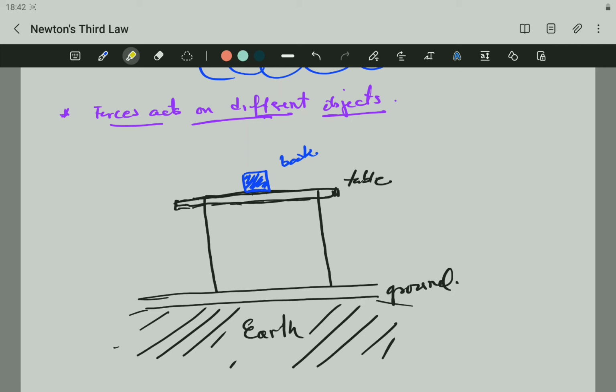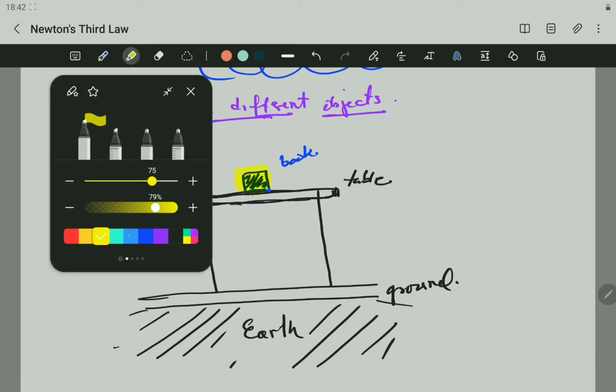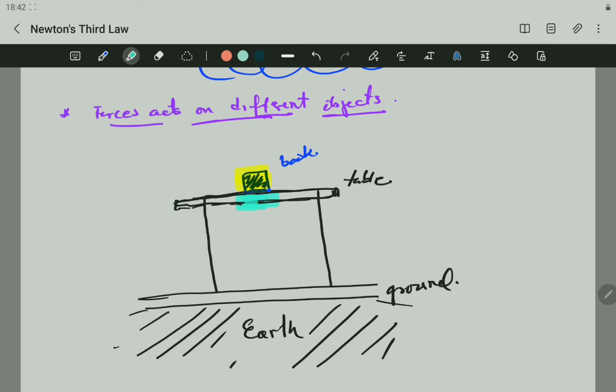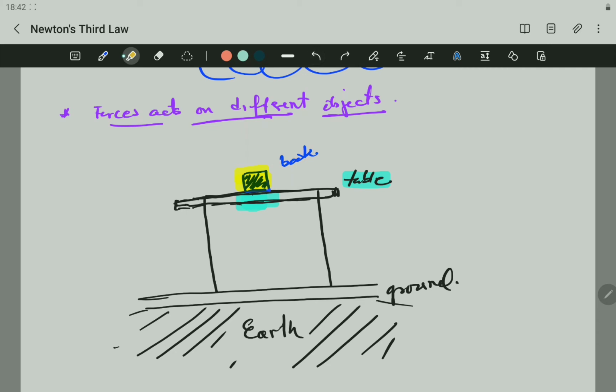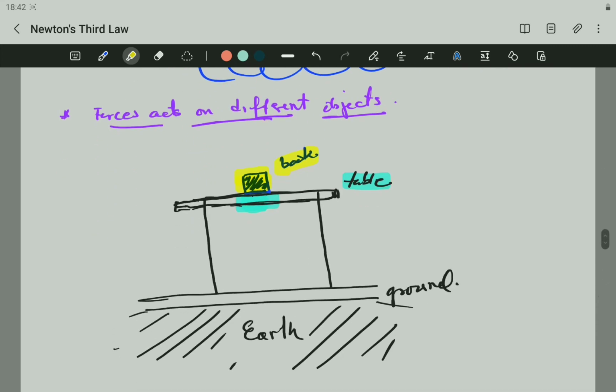Now, let's say the two objects we are going to select are the block and the table. Obviously the part of the table that is in touch with the block is this side here. The rest of the objects, the ground, the earth, the air, are not part of our interaction. So the two objects we are dealing with are the table and the block. Those are the two objects involved in this action-reaction pair.